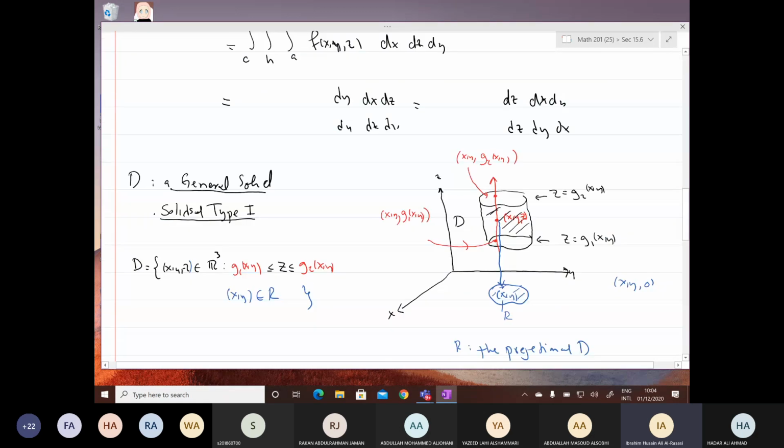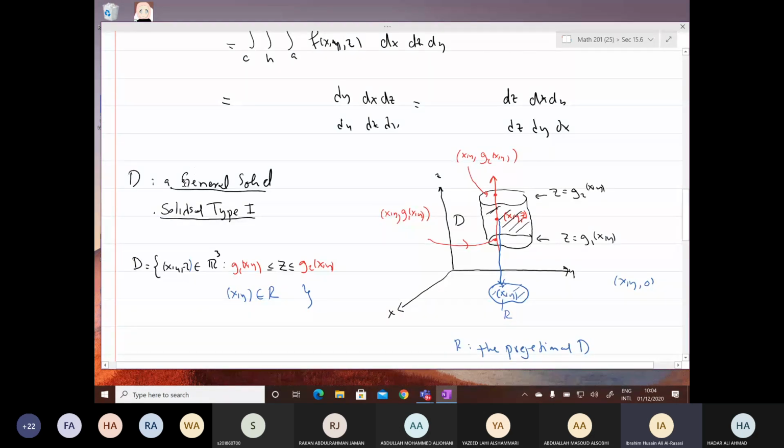Then we went to the general case, when D is a general solid, and we consider solids of type 1. Geometrically, a solid of type 1 is a solid between two surfaces, G1 and G2. To set up the limits of integration, we need just to describe the solid. If the solid is parallel to the z-axis, we start describing with z. What are the limits of z? They will be between the lower and the upper surfaces, so z between G1 and G2.